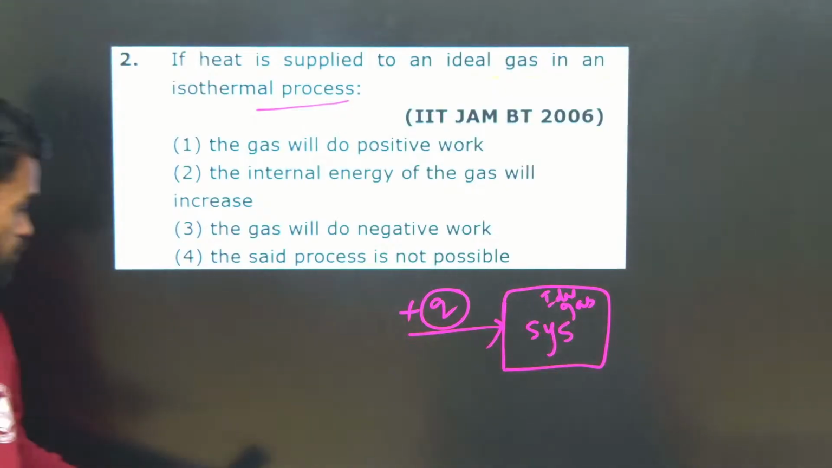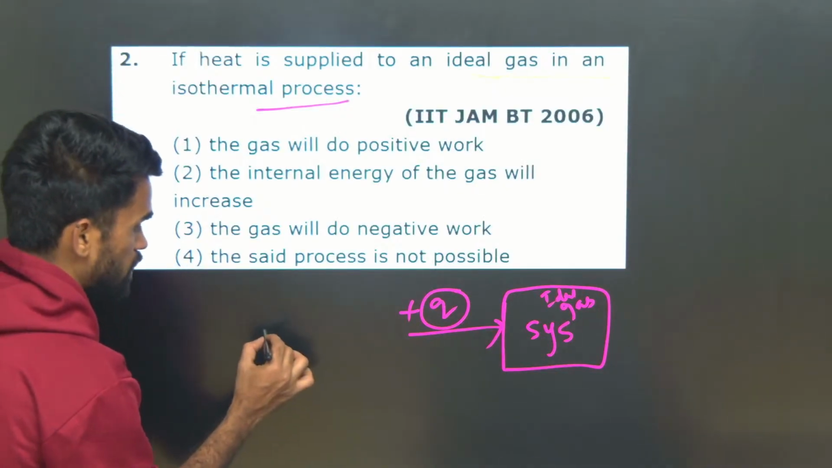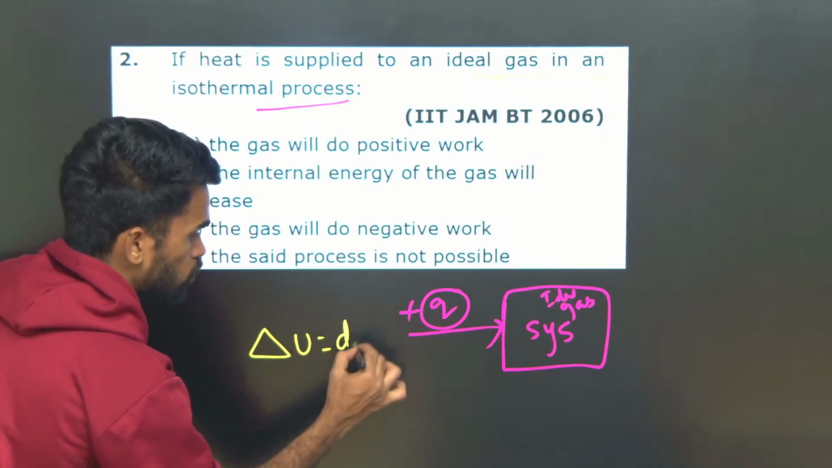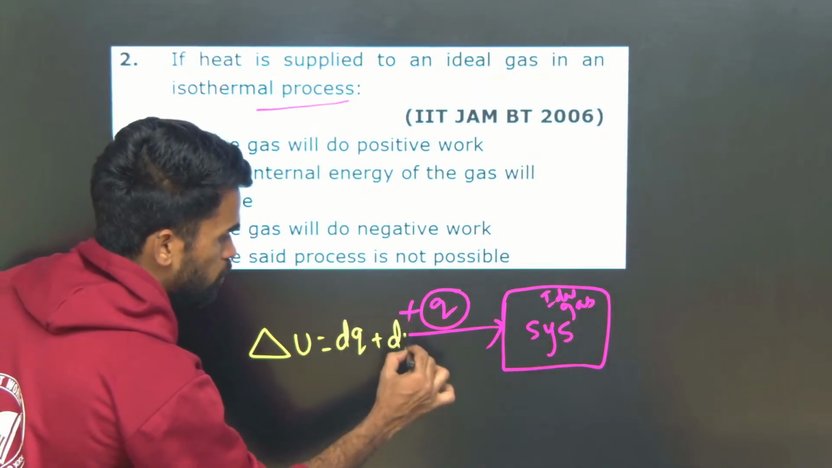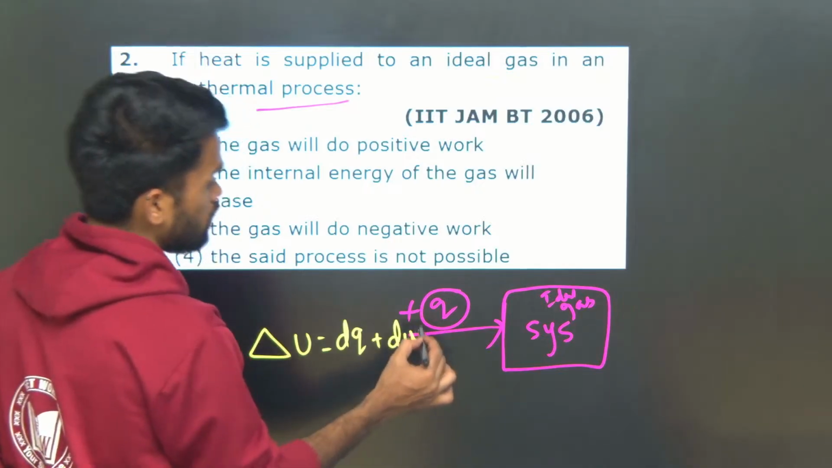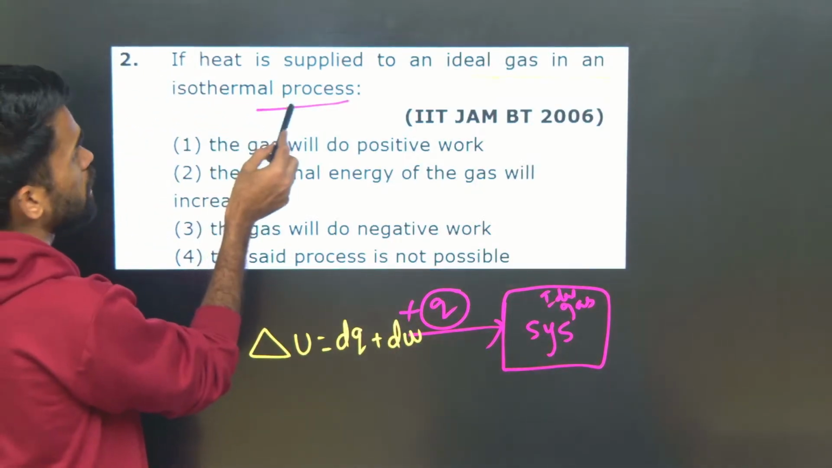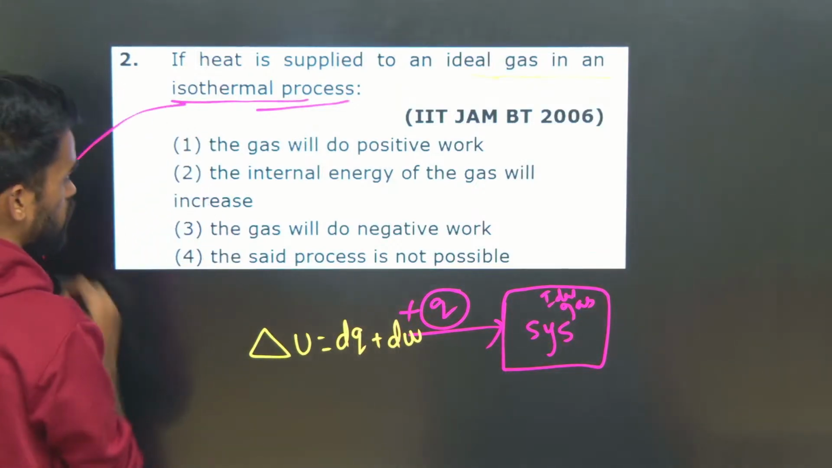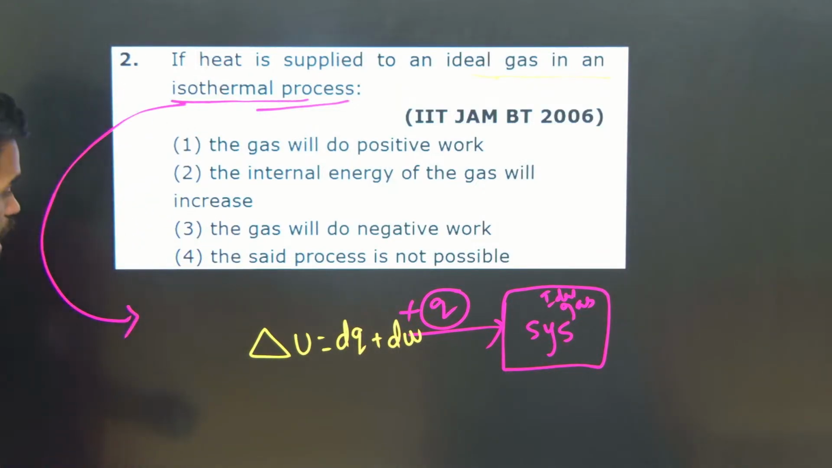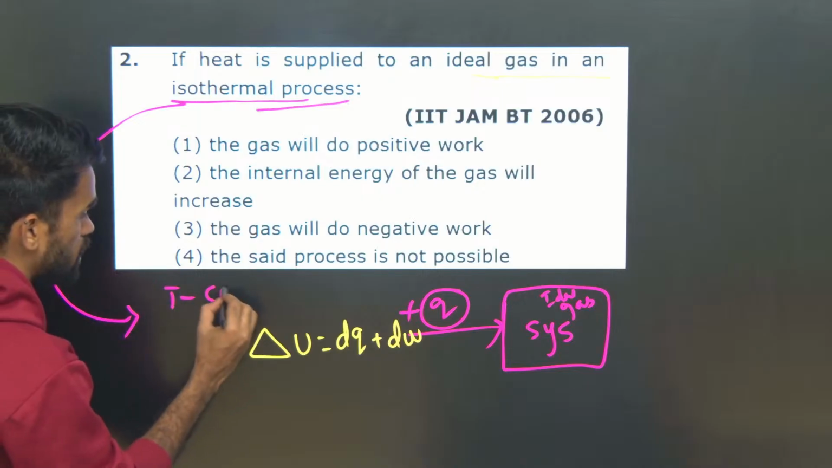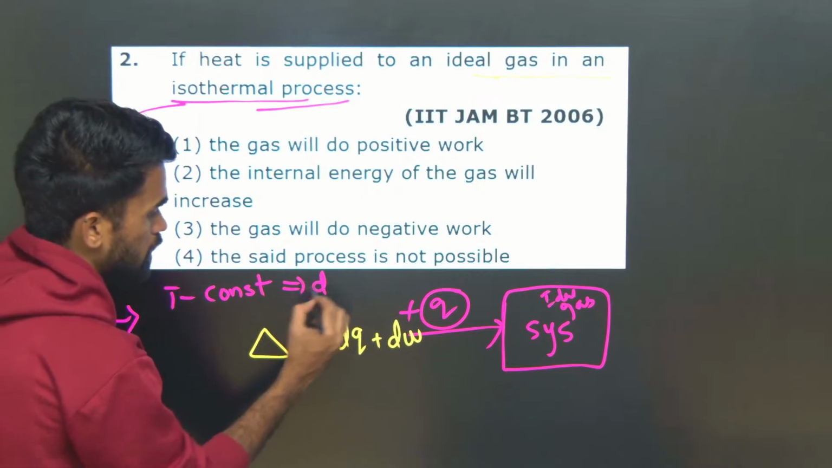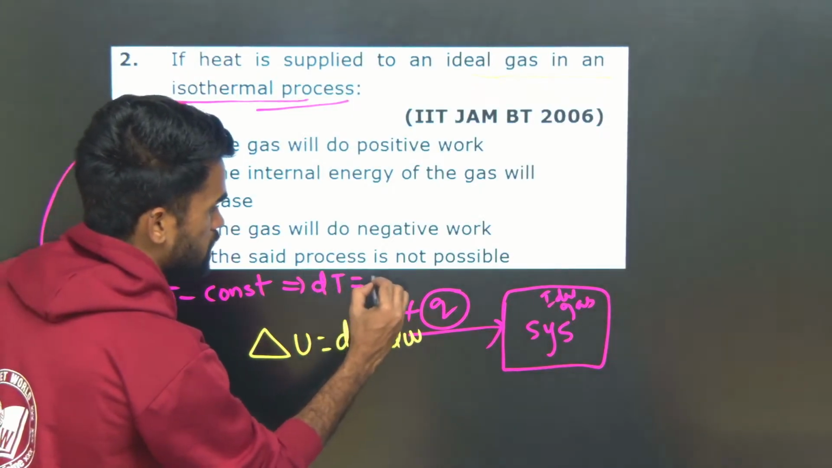Look at this. We know from the first law of thermodynamics, delta U is equal to dq plus dw, or del U plus del W we can write right now. So they have mentioned here, this is happening in an isothermal process. If it is an isothermal process, what happens? Isothermal process means T constant right now. If T is constant, then the change in temperature will be 0.